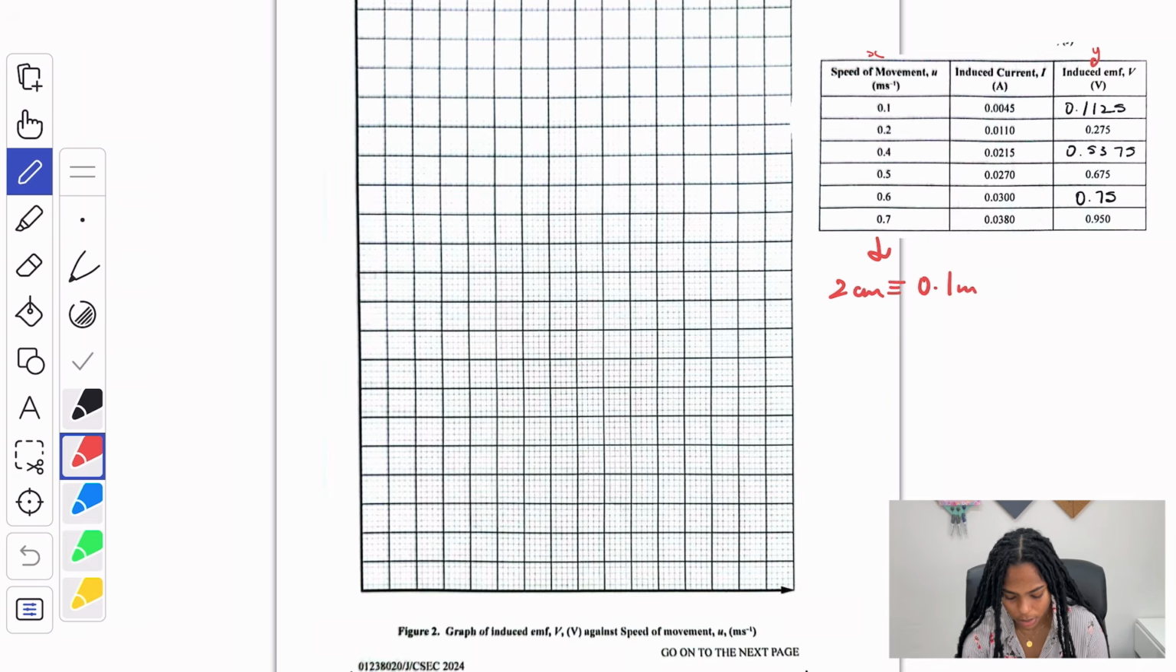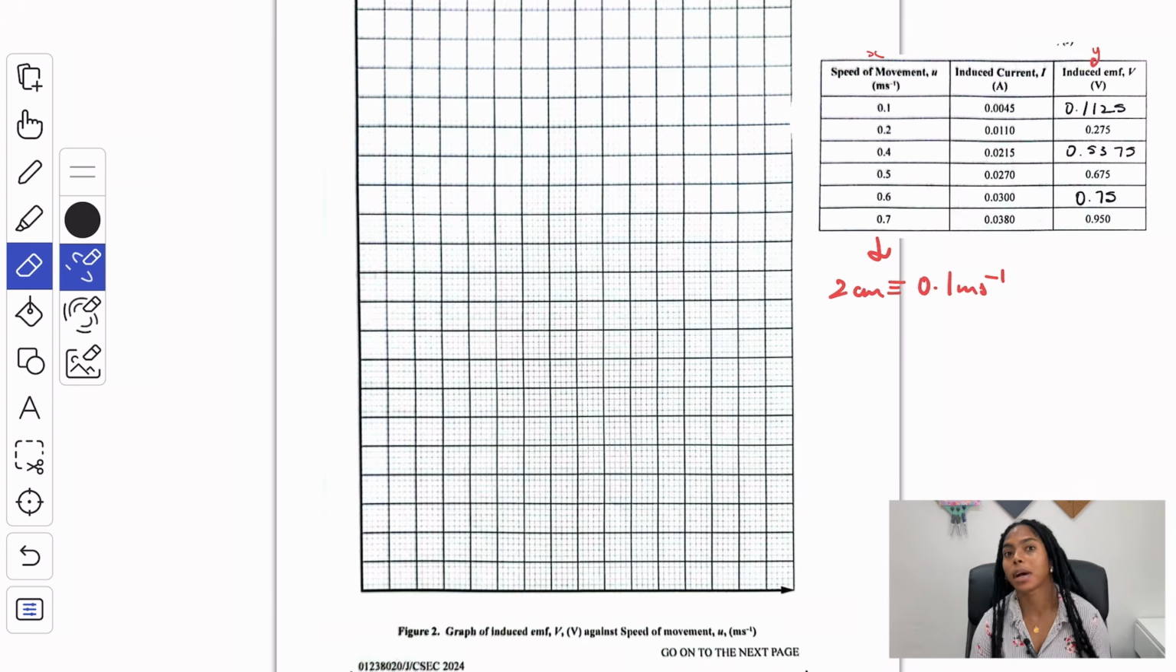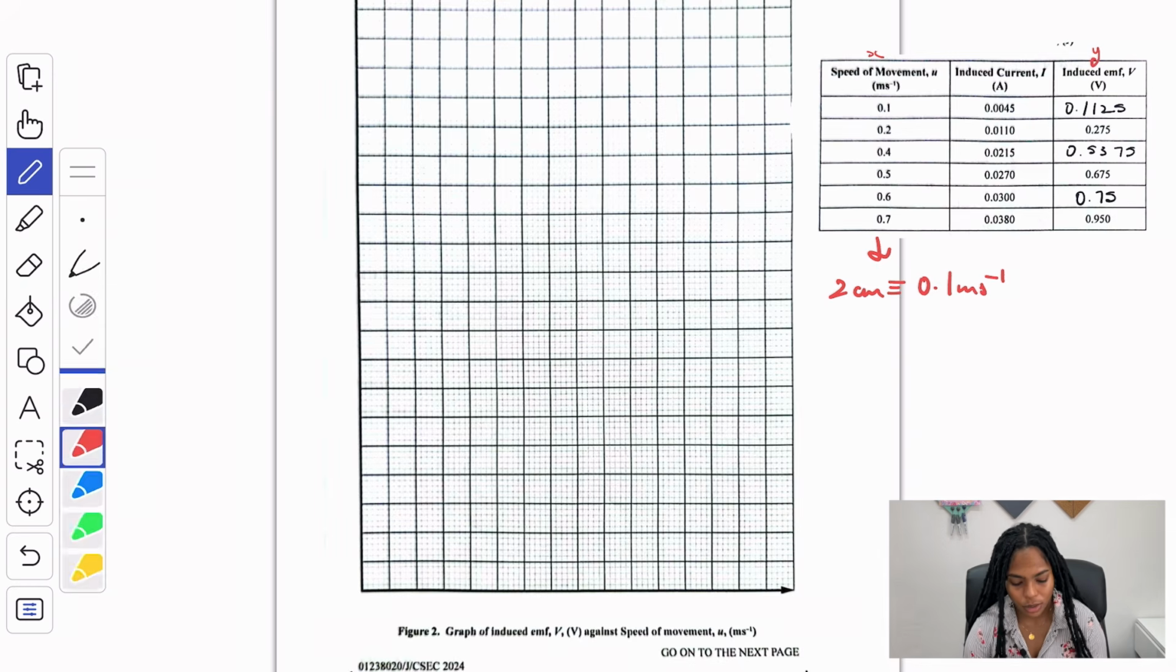0.1 meters per second. Now on our y-axis, we have to go up to 0.95, so practically to 1, and we have to think about what is a good scale. So if I'm counting here, I have 1, 2, 3, 4, 5, 6, 7, 8, 9, 10. So let me give you a hint that my Form 4 physics teacher taught me that I think is helpful, because pretty often we're struggling with a scale. We do something, it doesn't fit, we have to erase and go again. So I know I have to go all the way up to 0.95.